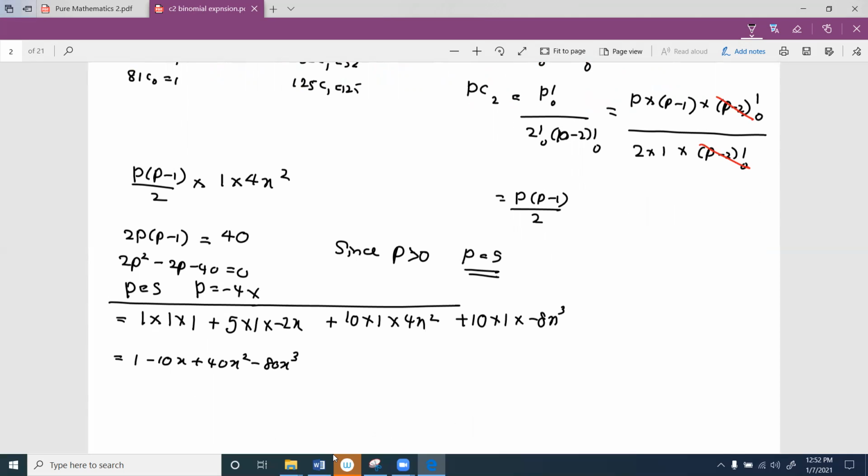Then they want to find out the coefficient of x and x cubed. Coefficient of x is minus 10 and coefficient of x cubed becomes minus 80. That is how you need to do this kind of question, right? So you can do all of these questions similar to this particular one.